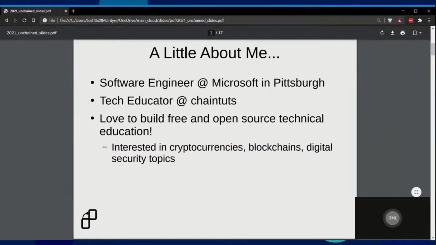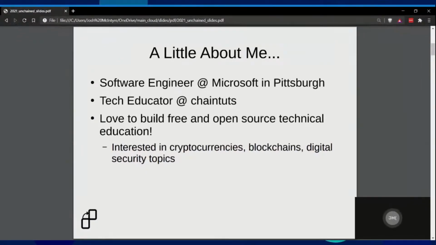My mission is just to build free and open source technical education. I'm trying to help people around the world from all walks of life understand this really interesting and empowering technology, especially cryptocurrencies, blockchains, and digital security topics, even passwords and two-factor auth, and really how to keep yourself safe online, especially interacting with this new cryptocurrency space.